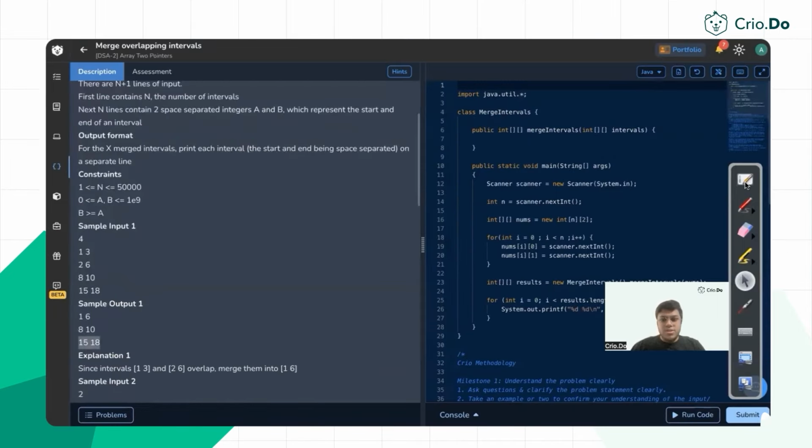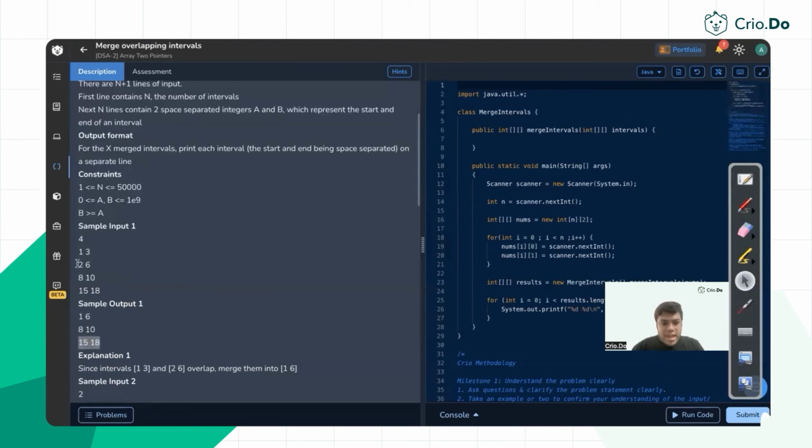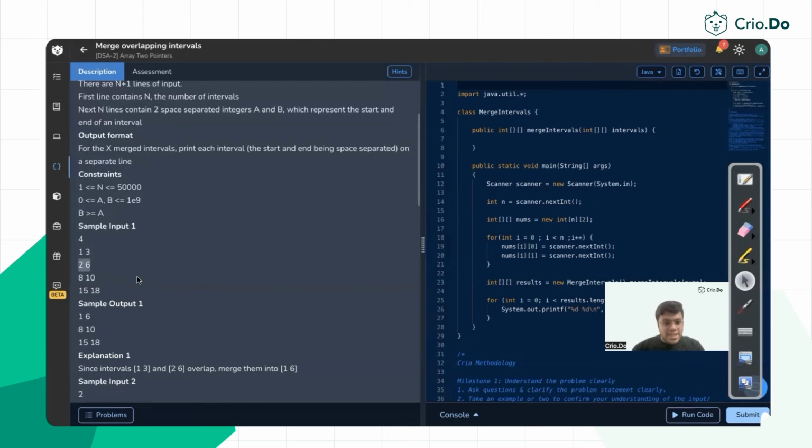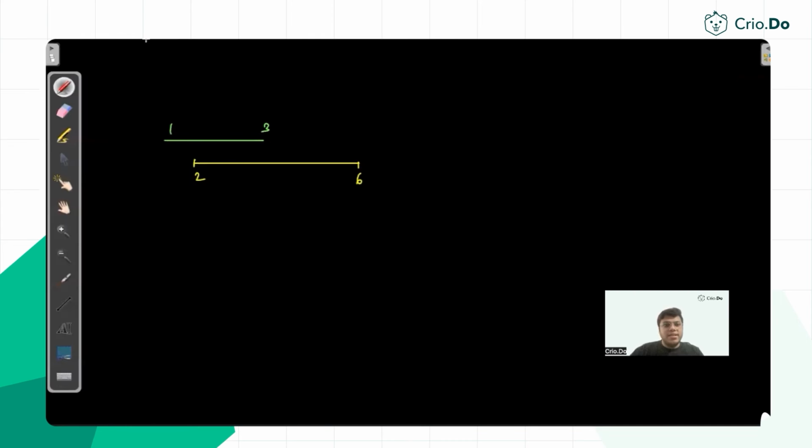Let's figure out how. So first interval, let's make a range from 1 to 3. This is the interval starting from 1 going to 3. Next interval is from 2 to 6 as mentioned in the question, so let me make an interval starting from 2 going till 6. Next interval is from 8 till 10, so if I draw a line from 8 till 10, this is what will get formed. And finally, the last interval is from 15 till 18.